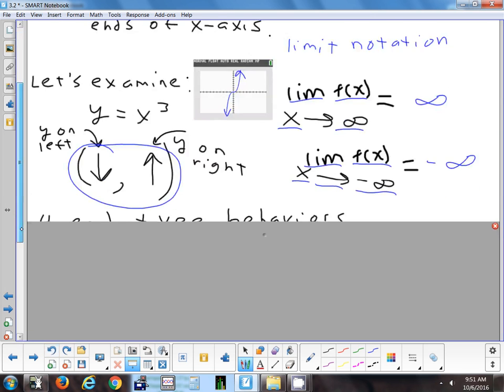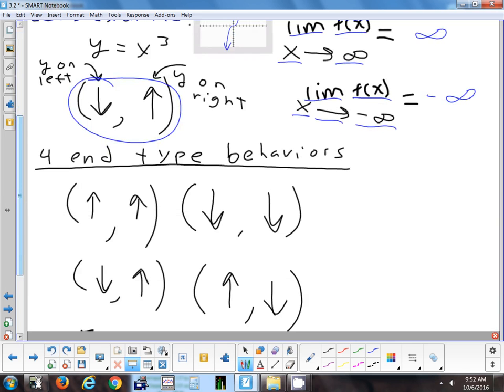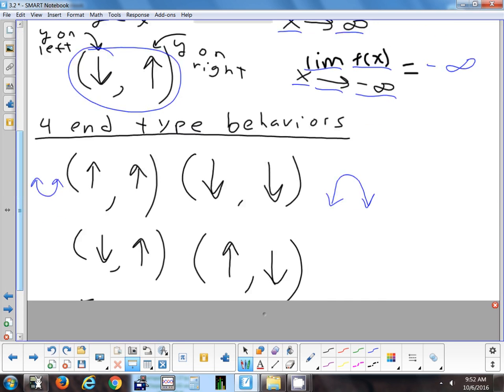And there's 4 basic end behaviors you can have for polynomials. You could either have both ends going up, okay, think of like a parabola, or flip that parabola over, both ends down, or one of each. One end up, one end down, or the other end up and the other end down.